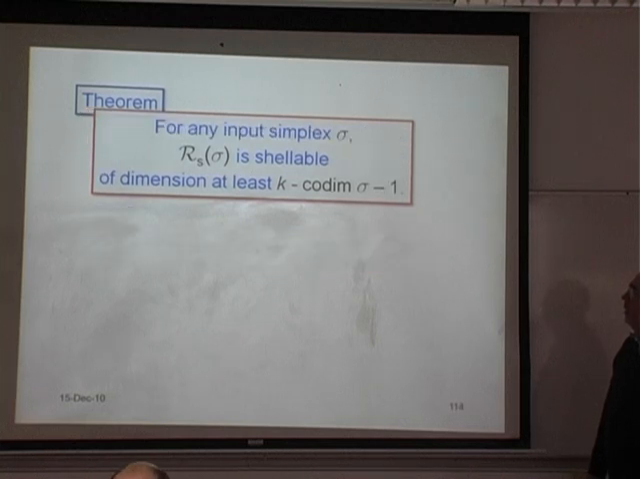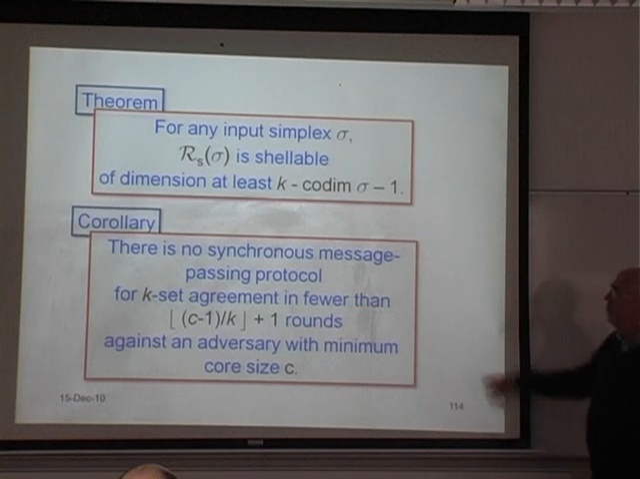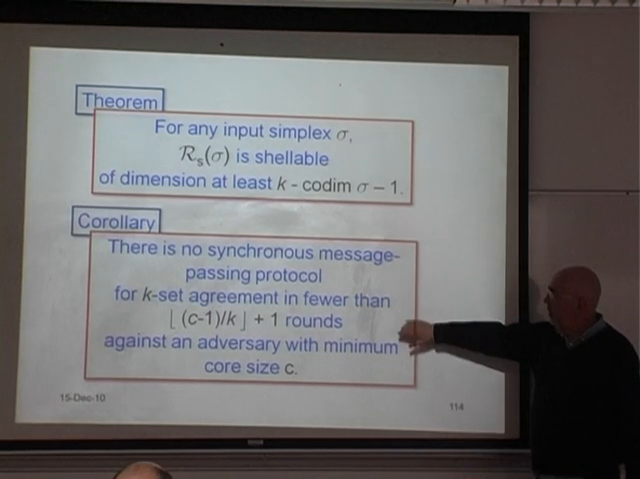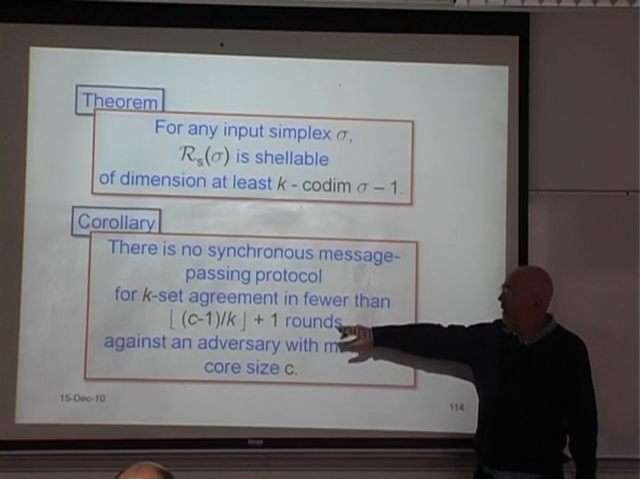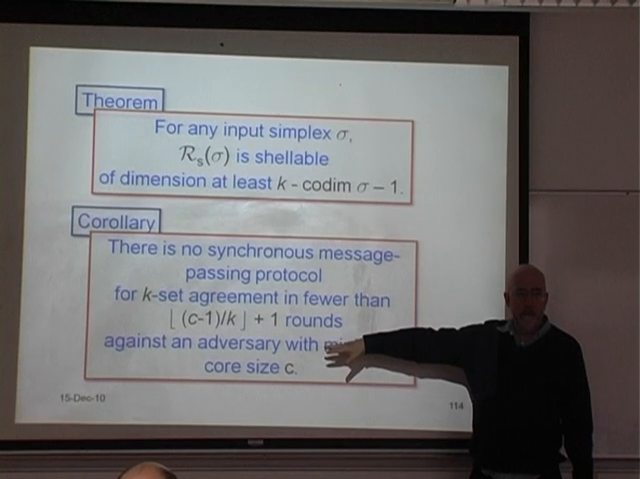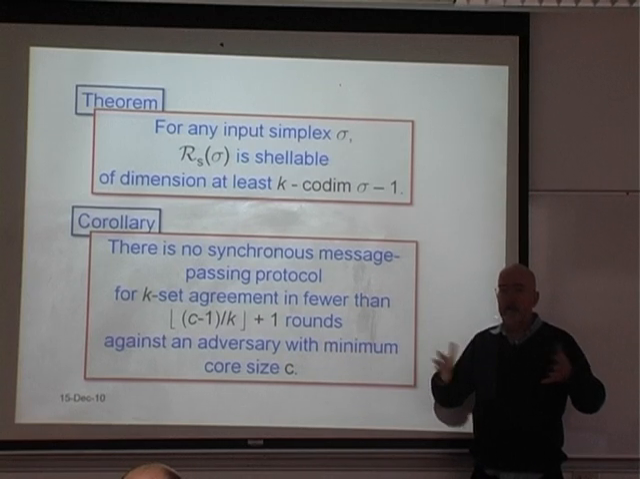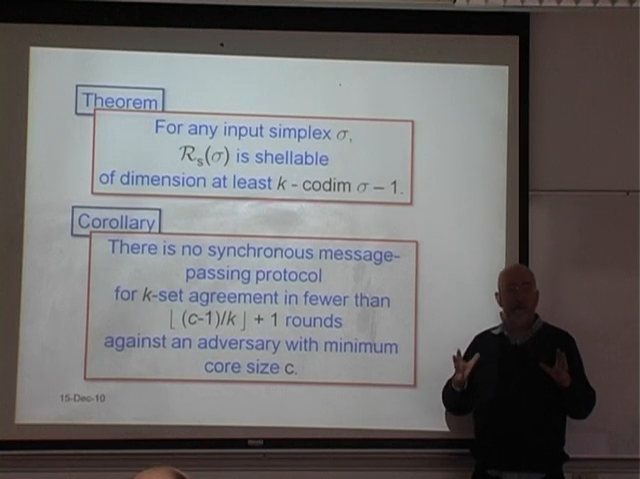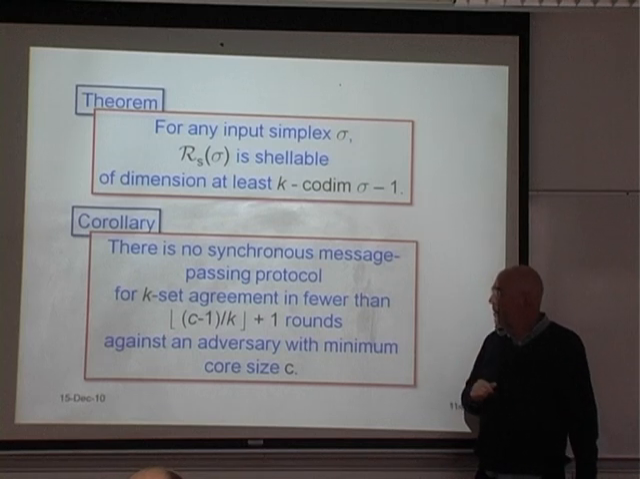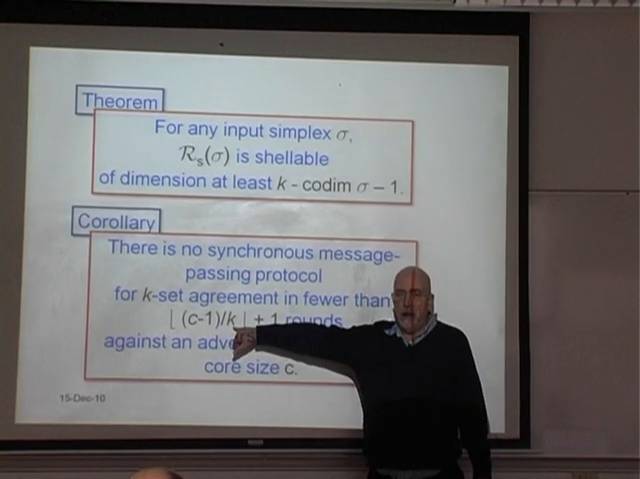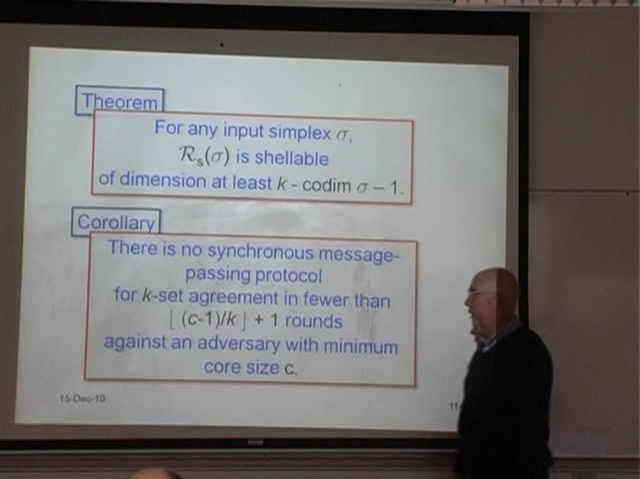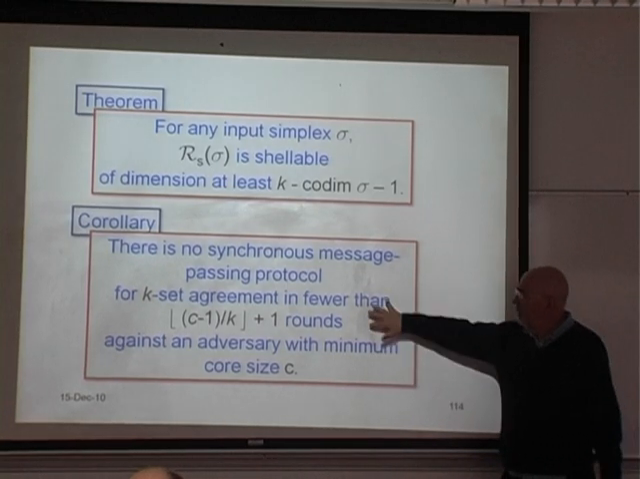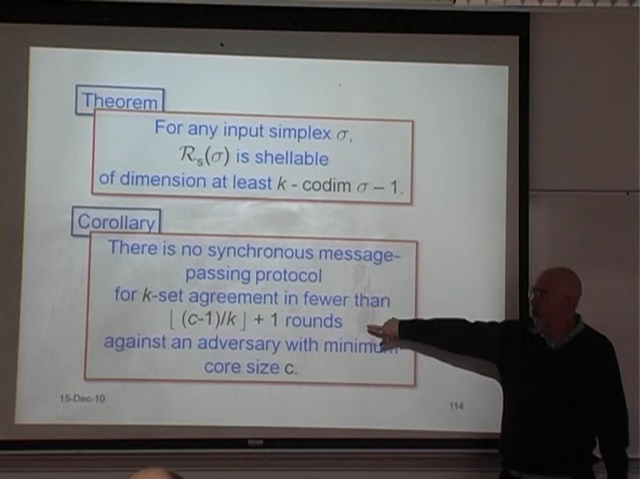What are the consequences? Well, a corollary is that there's no synchronous message passing protocol for k-set agreement in fewer than this number of rounds. So we can fail any C-1 processes, because if we had a set of C-1 processes where we couldn't fail them all, then we would have a core of size C-1, which contradicts our assumption. So because we can fail any set of C-1 processes, the adversary fails them k at a time. So this is the number of rounds you can keep things going. So with an adversary with minimum core size C, you can prevent k-set agreement for this many rounds.